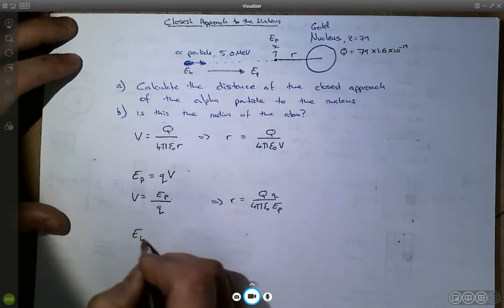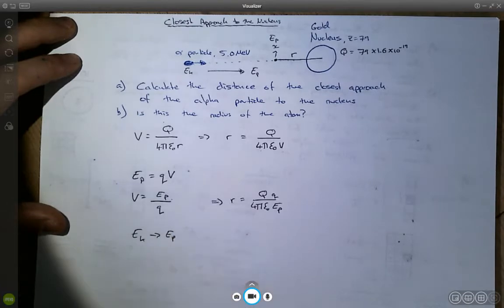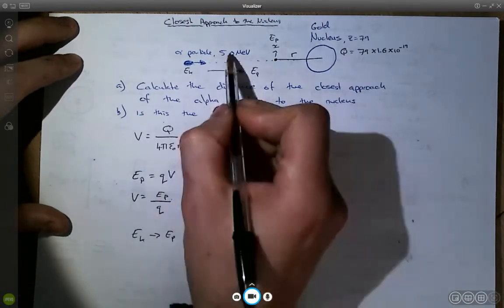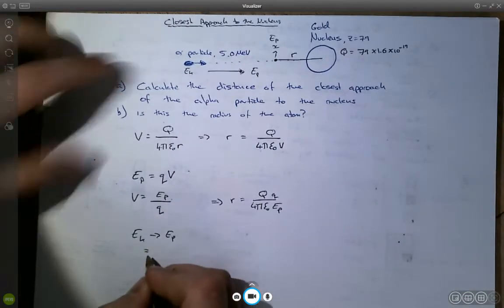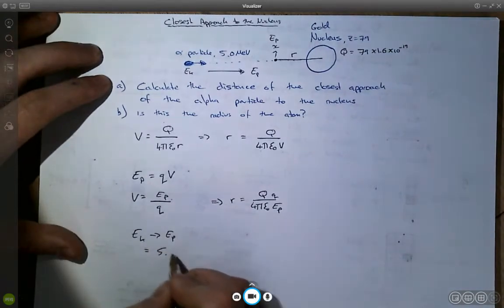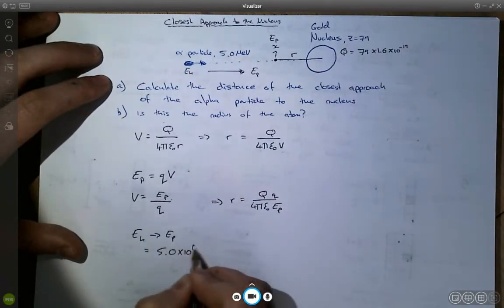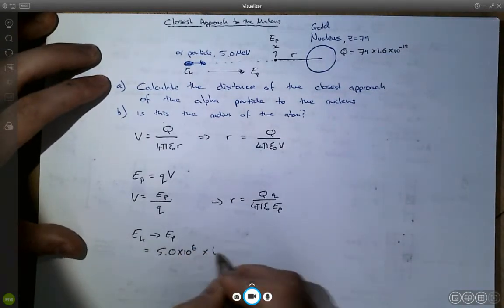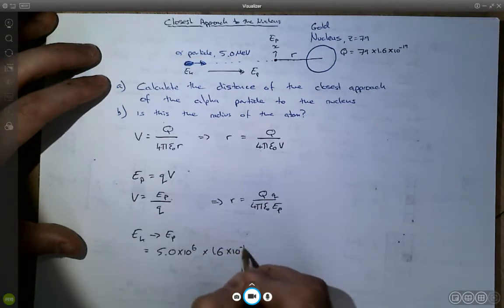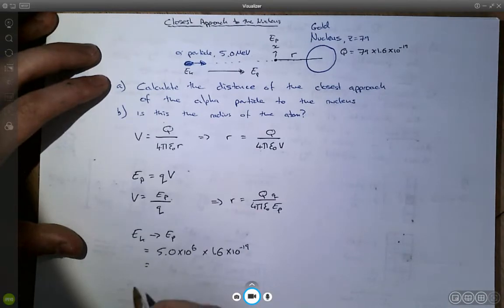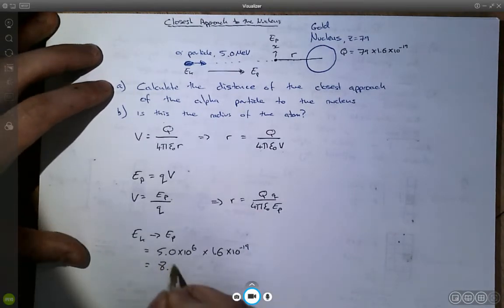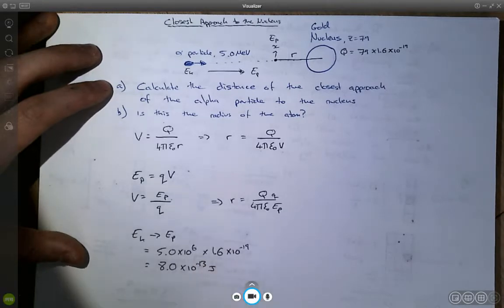So what is this EP? Well, we've already said that the kinetic energy is going into the potential energy. This has 5 MeV of energy, so that's 5.0 times 10 to the 6 times by our conversion factor, 1.6 times 10 to the minus 19, which gives us an energy of 8.0 times 10 to the minus 13 joules.